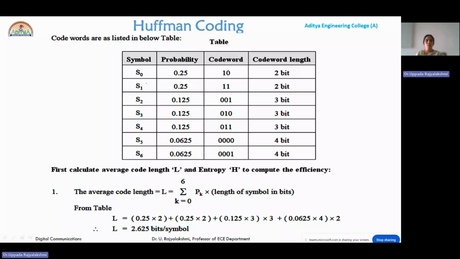So like that you can update the symbol. Its probability we have written in decreasing order, and for the code word, observe, identify the path of each symbol and write the code word in the reverse direction.